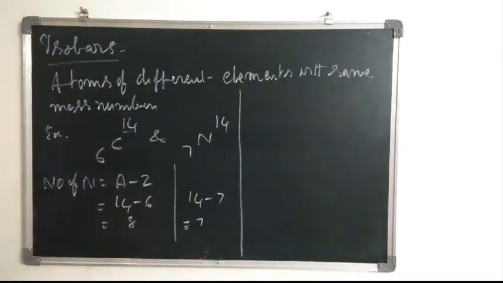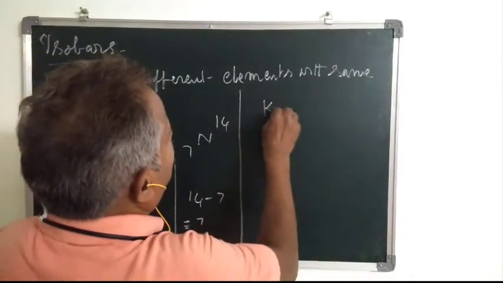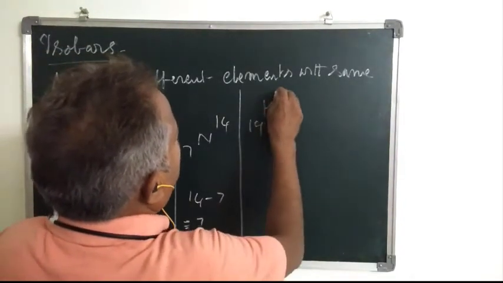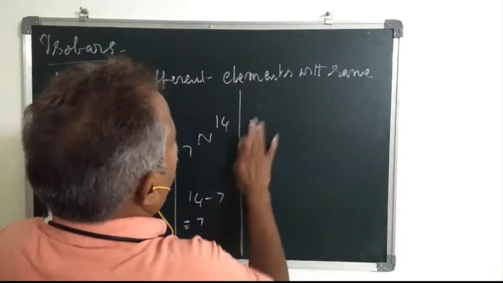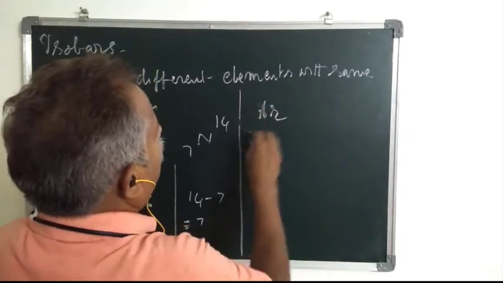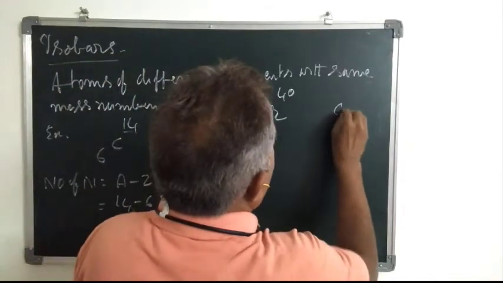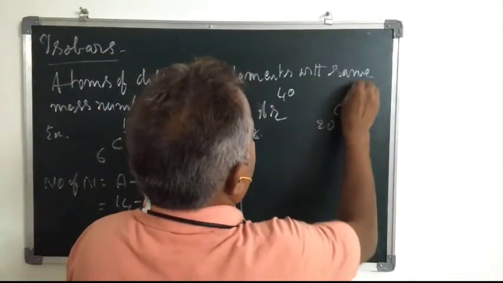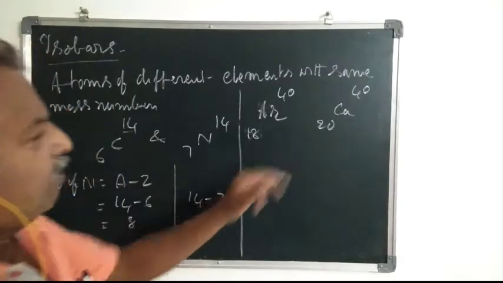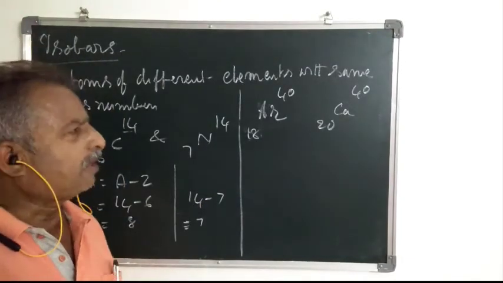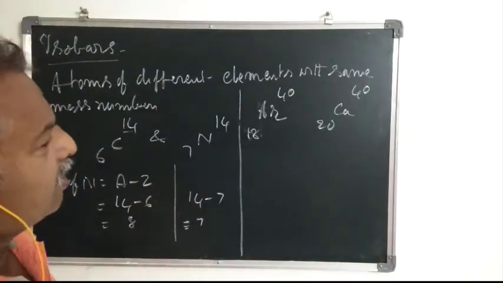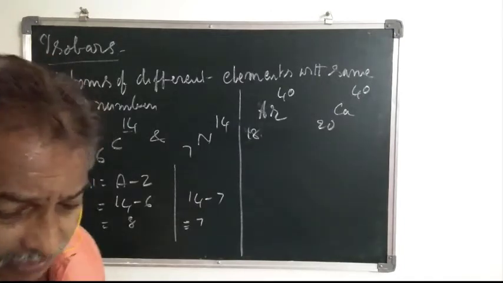Now let us take one more example. Argon, atomic number 18, mass number 40, whereas calcium, atomic number 20, mass number 40. So atomic numbers are different but mass numbers are same, therefore they are isobars.